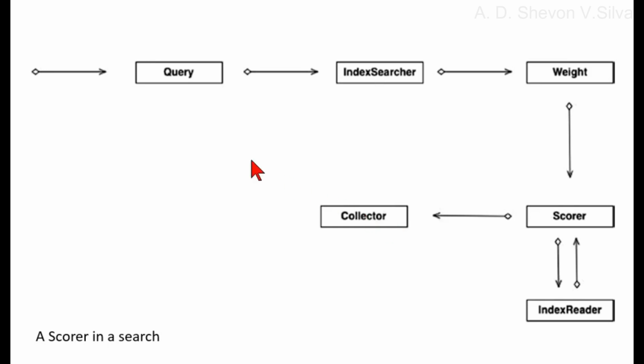Here you can see the query. Then the query is connected to the index searcher. Index searcher is connected to weight. Weight is connected to scorer. Scorer interacts with the index reader, and scorer is connected to the collector.